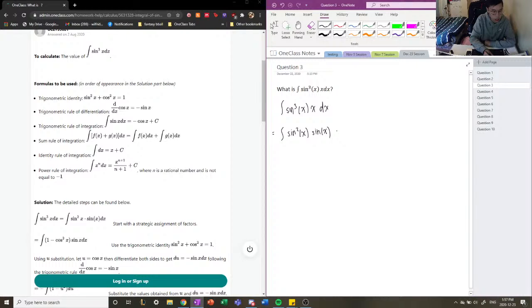Looks like you forgot an x here. Oh, there's no x. Sorry, it's just sine cubed of x. We're finding the integral of sine cubed of x, not sine cubed of x times x.